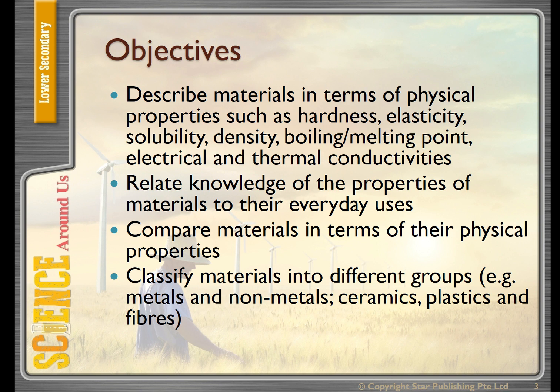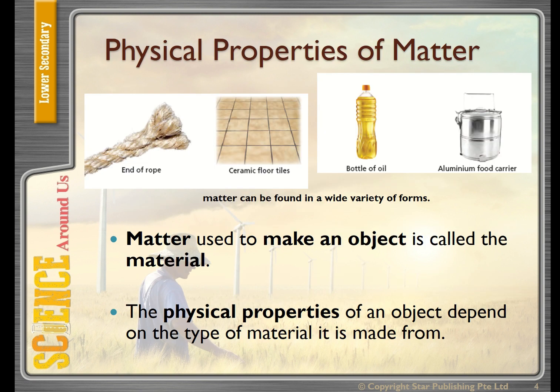the physical properties such as hardness, elasticity, solubility, density, boiling point, so on and so forth. And based on all these properties, we will then learn about why we use certain materials to make certain items. Alright, so now the material, right, that is used to make an object, we call it the material. Okay, so the physical properties of an object depend on the materials that it is made from.